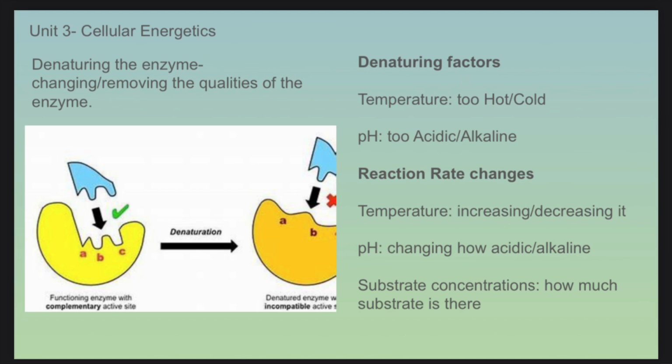So here are some reaction rate changes. The temperature increasing or decreasing it, the pH changing how acidic or alkaline the enzyme is, or the substrate concentrations. How much of the substrate is there? And you notice that the denaturization makes the substrate unable to bind to the enzyme.